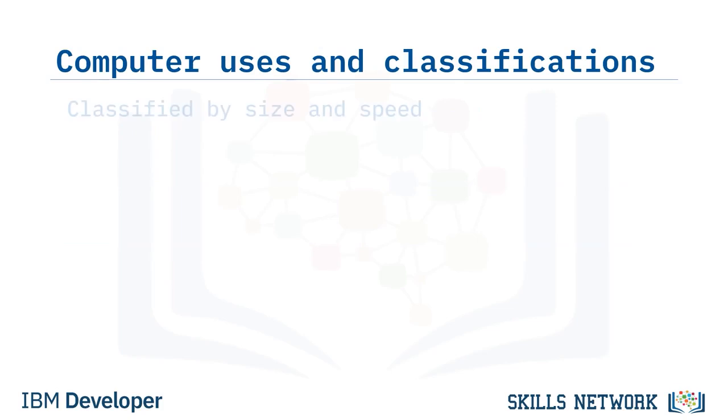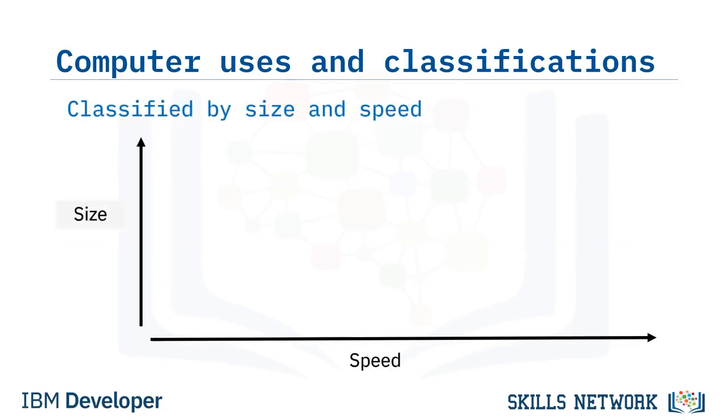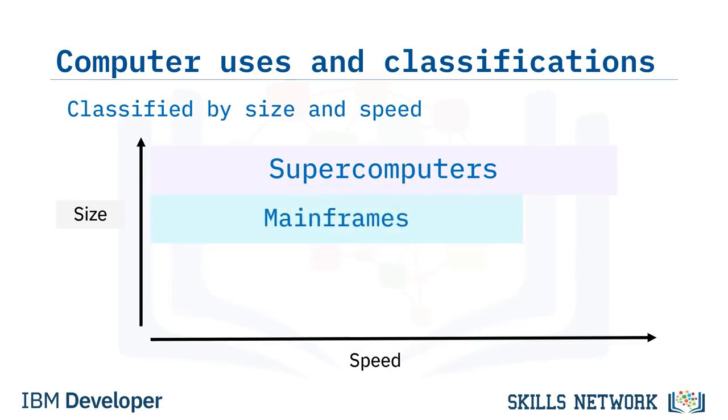And finally, computers need users who provide instructions. A fast way to classify computers is by their size and speed. Supercomputers are the fastest computers and are used for the most complex mathematical and analytical computations. Mainframe computers function at the speed of business and are used to perform transactions and more.